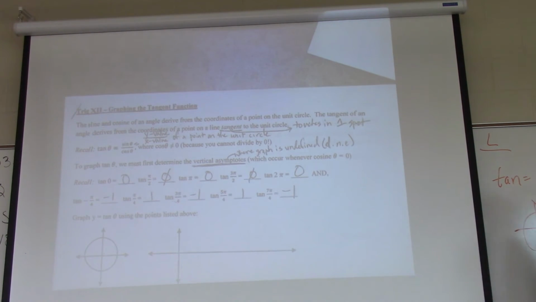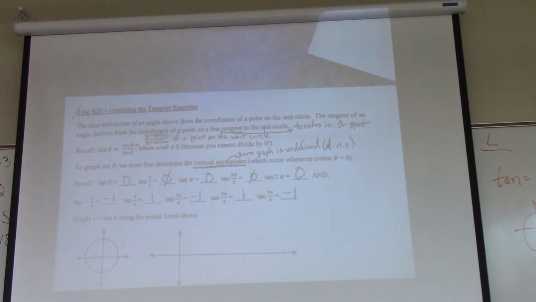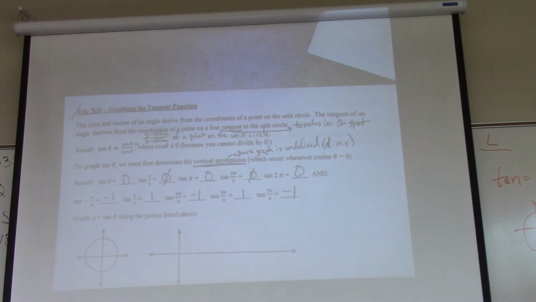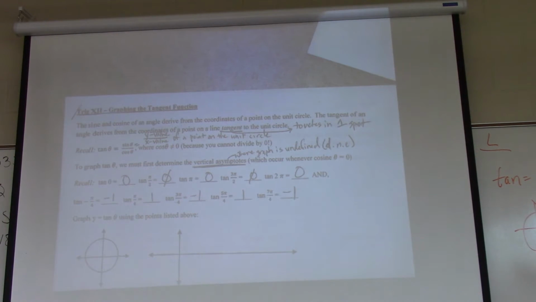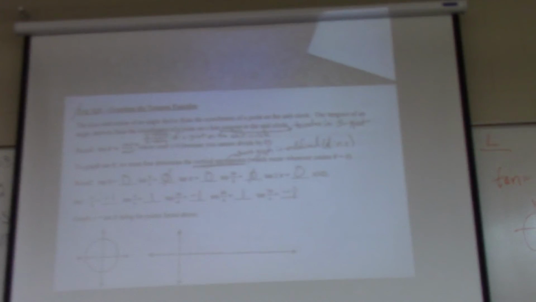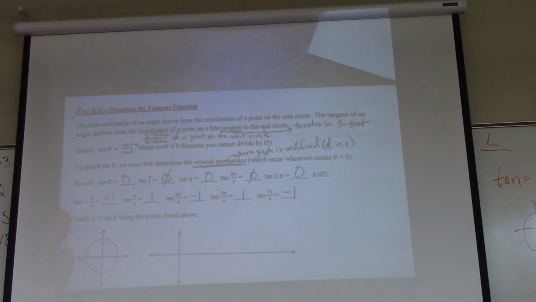Now, the whole key to this is being able to find those vertical asymptotes, because then the graph just repeats itself over and over, if you can just find where those are. Okay? You're going to have to trust me and just stay with me today. This is not as easy as sine and cosine. Now, if we're going to just graph tangent, here's what we're always going to do.